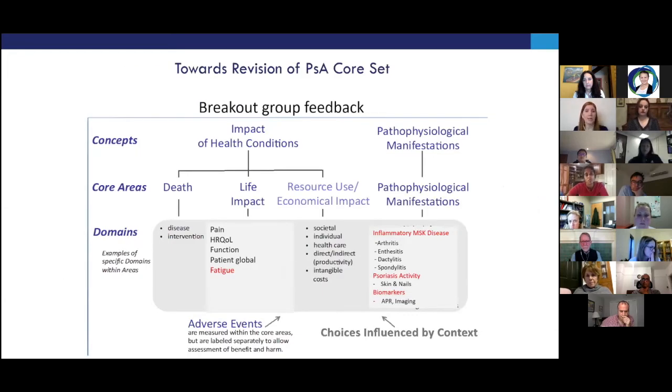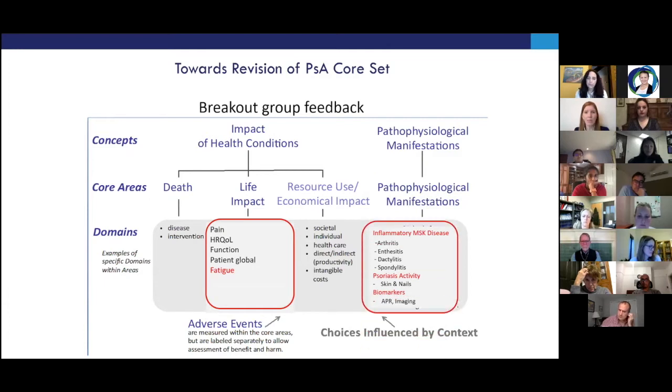This is an example of that previous OMERACT framework from the psoriatic arthritis work group that Dr. Mease has lent me very graciously to just show and get a general sense of what it will look like once we start to go through the candidate domains and start to narrow them down. And you can see that for the life impact and pathophysiological manifestations is where we find a lot of the candidate domains being reported out in the literature. So this is just an example of what we are aiming to go towards.